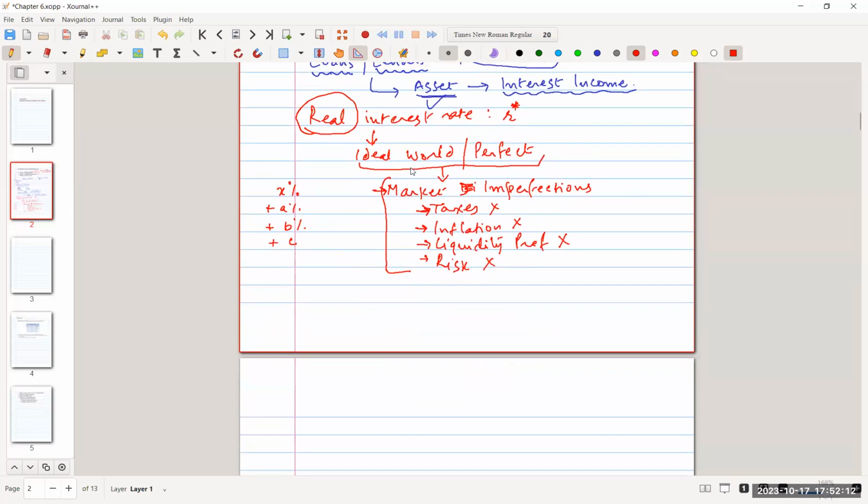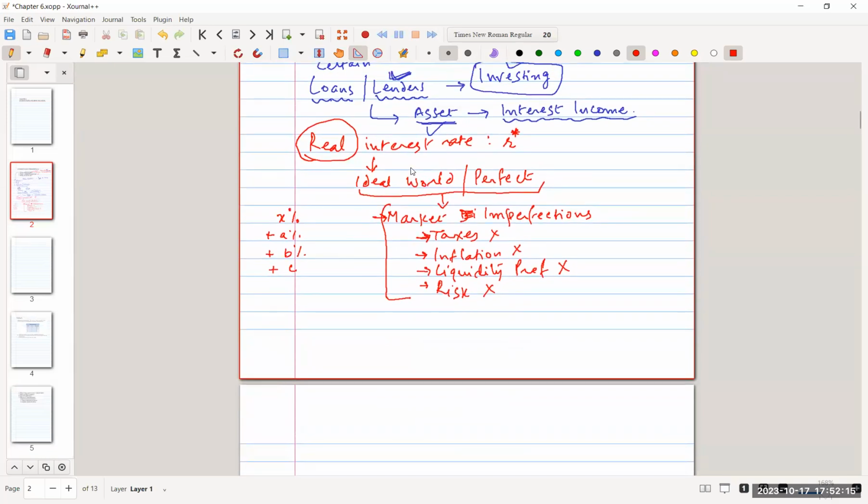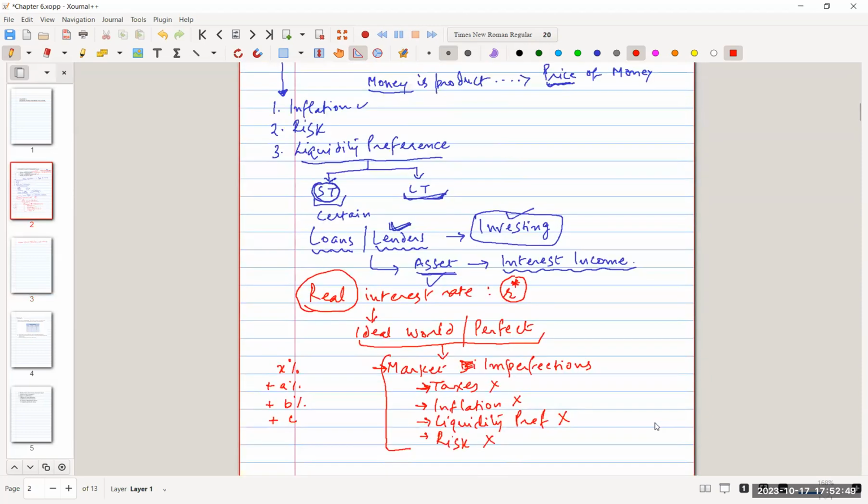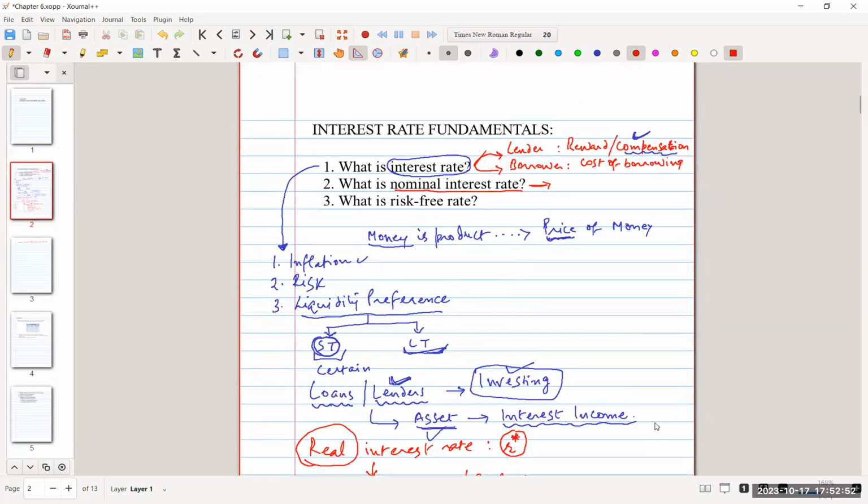So we just talked about the real interest rate, and we saw how when market imperfections come in, we deviate or move away from the real interest rate. The real interest rate in your textbook is denoted as R star. If we are moving away from it, we begin to think about the actual interest rate, and this actual interest rate is what we call the nominal interest rate, because that was the question at the top. If you recall, question number 2, what is the nominal interest rate?